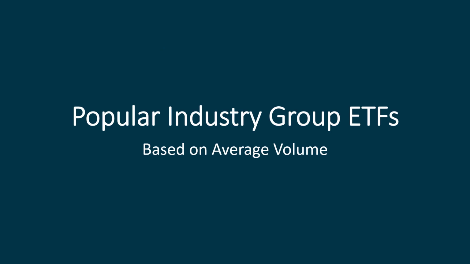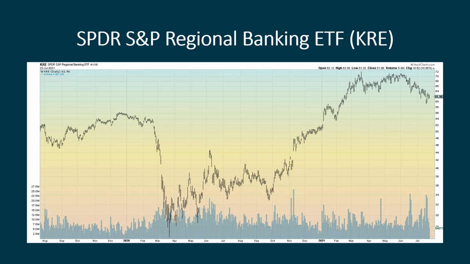So what are some of the popular industry groups and the ETFs that are attached to them? What I did is I went through the whole database and I picked out different industry groups based on average volume. This is a 90-day average of volume. So some of these may come on and off the list as you look at this over a period of time. But the first one is the SPDR S&P Regional Banking ETF, and I have the symbol KRE.